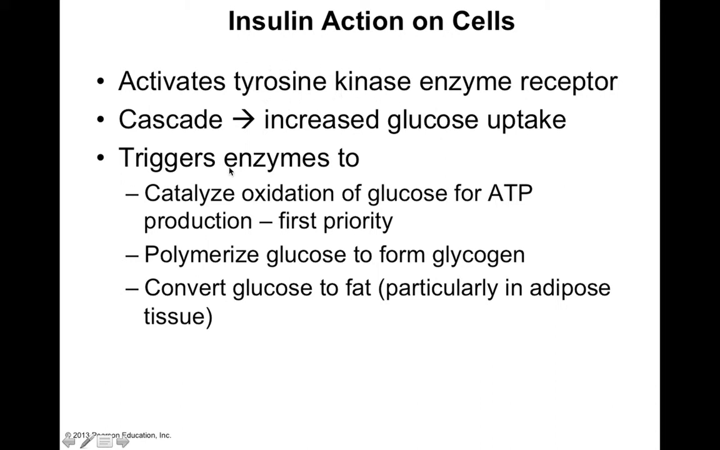Now, some of the other effects of tyrosine kinase receptor activation are that it's going to trigger other enzymes to begin oxidation of glucose to make new ATP. It will also stimulate the polymerization of glucose into glycogen, so taking glucose and putting it into long chains to form the molecule glycogen. And that glycogen is a way you can store glucose for later use. It can also convert glucose to fatty acids, and this is going to primarily occur in adipose tissue.